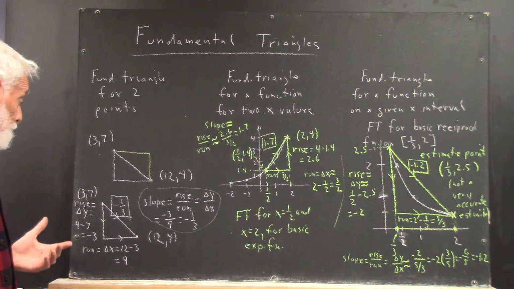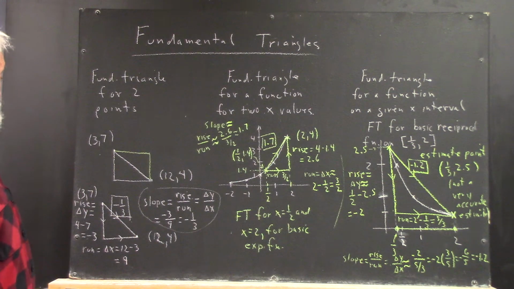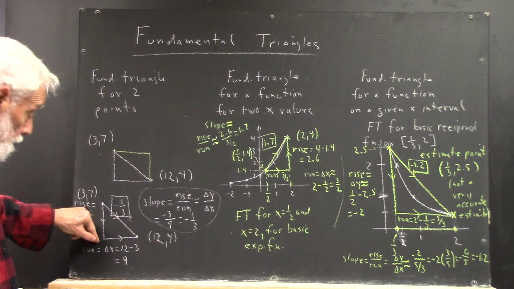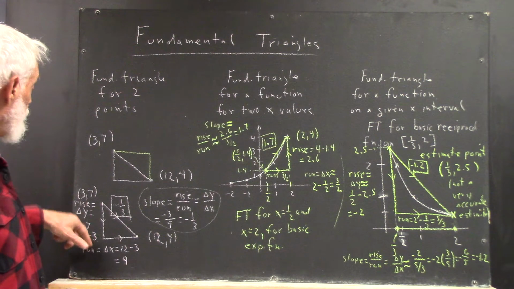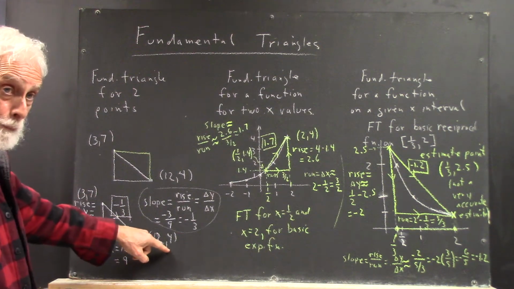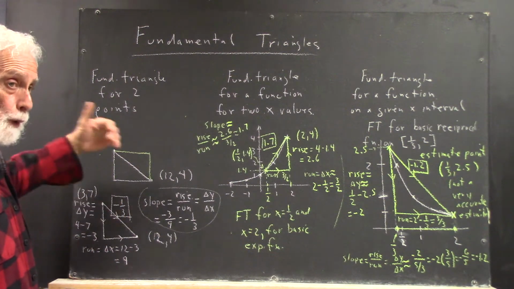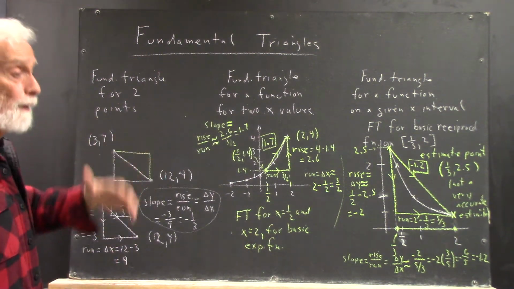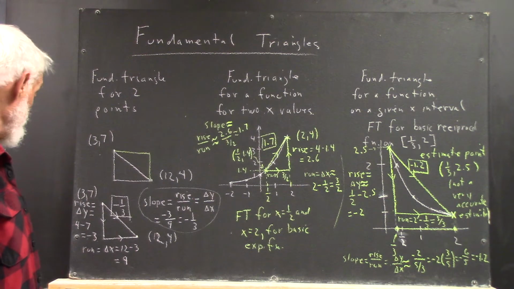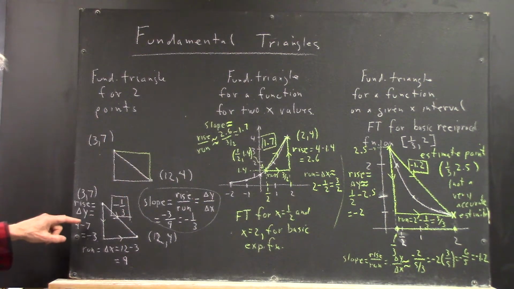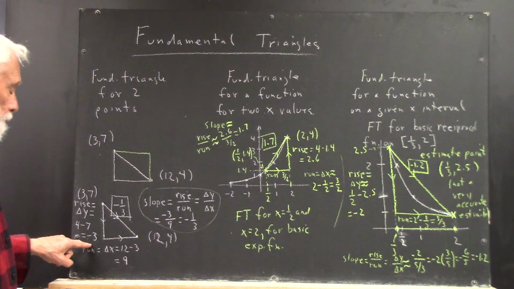The rise of this triangle is going to be the change in the y-coordinate. The rise is from here down to here. That's the change in y as y goes from 7 down to 4, and that change is 4 minus 7. When you change from one number to another, the change is the later number minus the one you started at, where you end minus where you start. So that's going to be 4 minus 7, or negative 3.